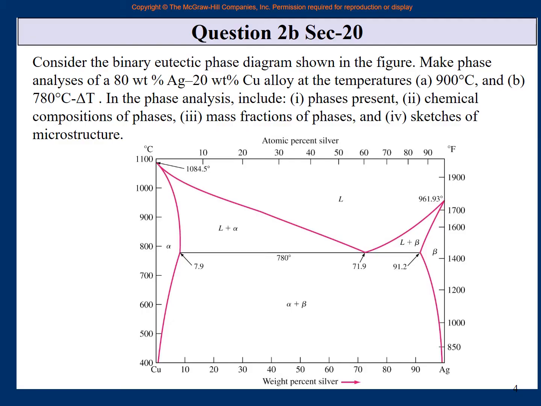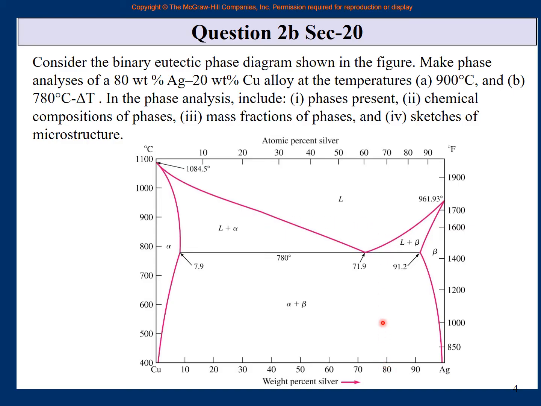So just remember now that it is 80 weight percent silver. This is weight percent silver. So your line is here. Draw a vertical line here. Not 20 weight percent copper, right? Copper is the opposite. This is weight percent silver. So 80 weight percent silver. Some guys drew lines on some very strange points. Majority of the class did it very right. So at 80 weight percent silver, draw a vertical line. At 900, draw a horizontal line.